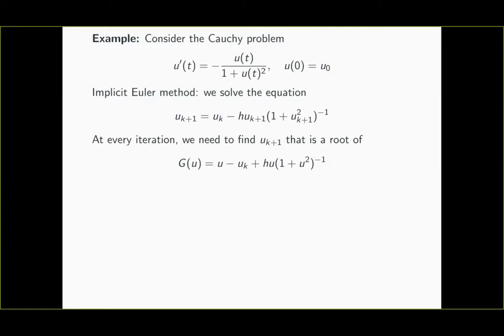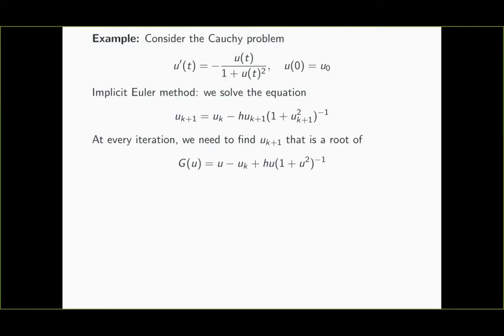Before there's any confusion, the function g, as you can tell, includes the step size h and the previous iterate u_k as parameters. So depending on the step size, the function will always be different. And even with a fixed step size, at each iteration step, the function g will be different depending on the previous iterate u_k.